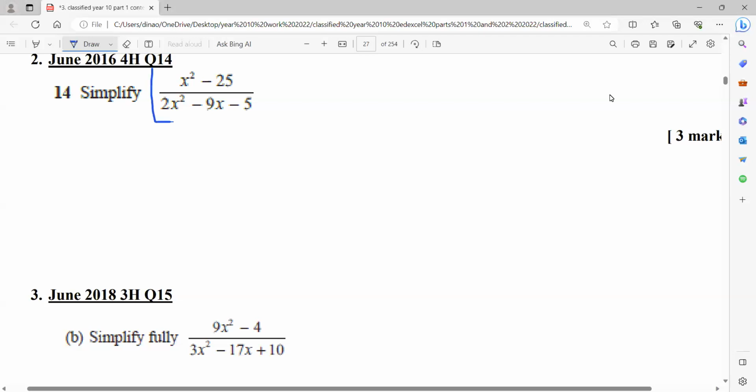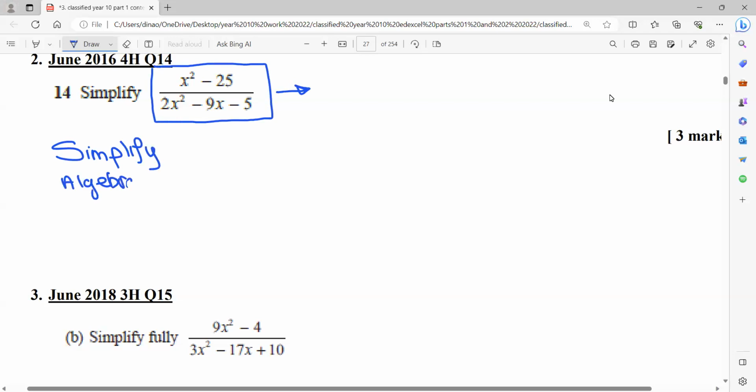And today, inshallah, we are going to discuss together how do we solve these sort of questions, or in other words, how to simplify algebraic fractions, or to be very specific, how to simplify a single fraction that looks like this.